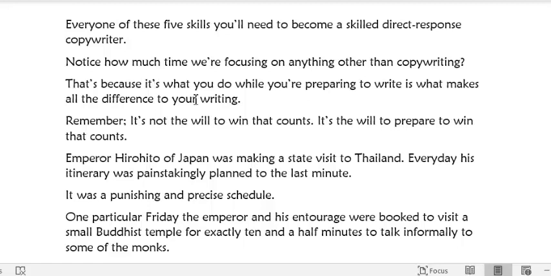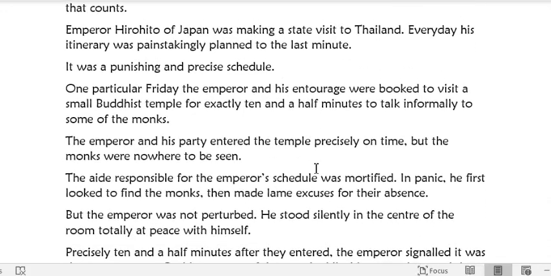Emperor Hirohito of Japan was making a state visit to Thailand. Every day his itinerary was painstakingly planned to the last minute. It was a punishing and precise schedule. One particular Friday, the emperor and his entourage were booking a visit to a small Buddhist temple for exactly 10.5 minutes to talk informally to some of the monks. The emperor and his party entered the temple precisely on time, but the monks were nowhere to be seen.